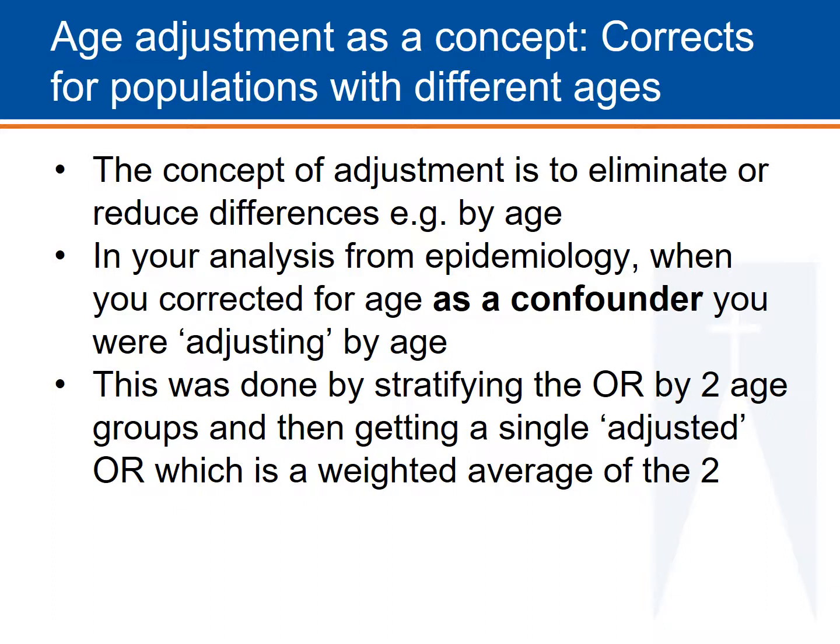The concept of age adjustment relates directly to the concept of confounding. In your analysis from epidemiology, you corrected for or adjusted for age when you stratified for age as a confounder and got a single adjusted odds ratio. While the process is different, the concept is the same in that the final result is a weighted average that gives a result that neutralizes or corrects for or takes away the issue of age.